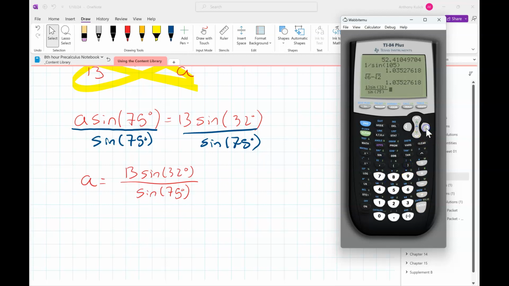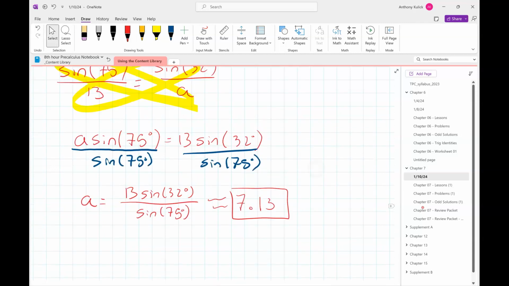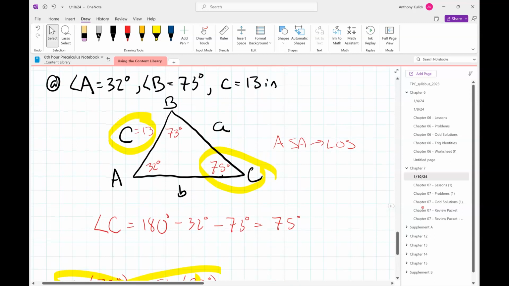Please, for the love of all that is holy, just type it into your calculator exactly like it looks on your sheet of paper. Don't get fancy. Don't try to chunk it. Just let your calculator do all the hard work. And we'll press enter. And I get about 7.13. So if I go here to side A, I know that's 7.13.